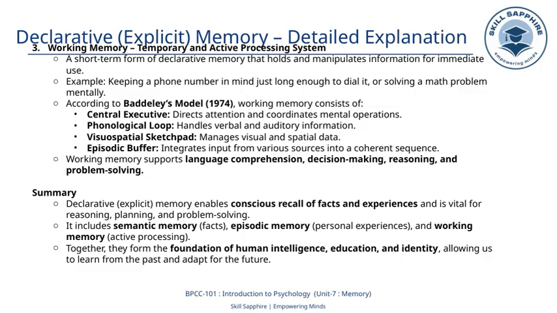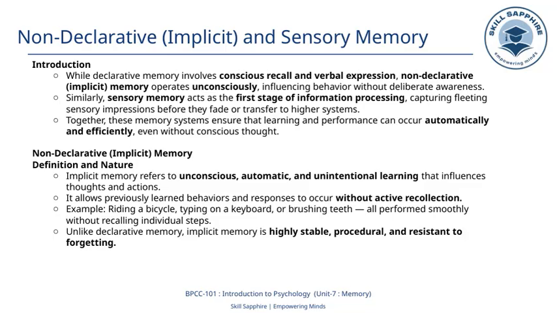To sum up, declarative memory enables us to consciously recall facts and past experiences. It's fundamental for reasoning and learning, and it comprises semantic memory, episodic memory, and working memory. Together, these components serve as the foundation of human intelligence, education, and our sense of identity. They allow us to learn from the past and adapt to new challenges, shaping who we are and how we grow.